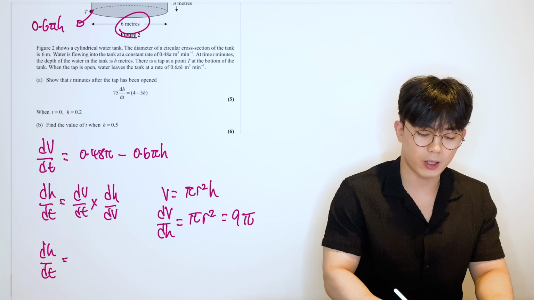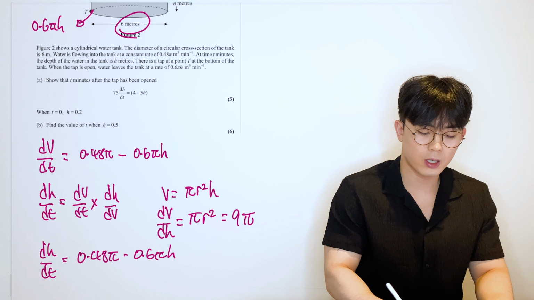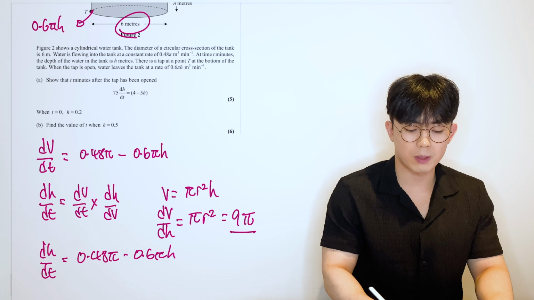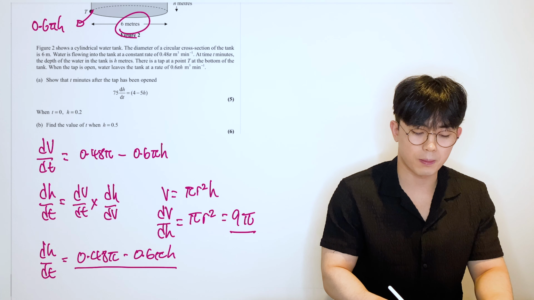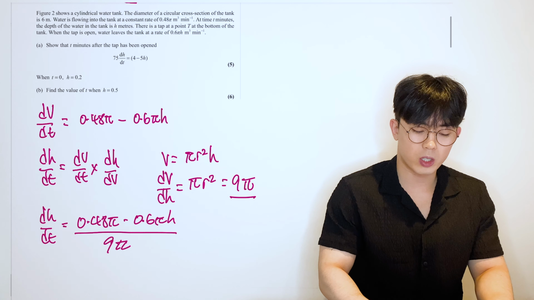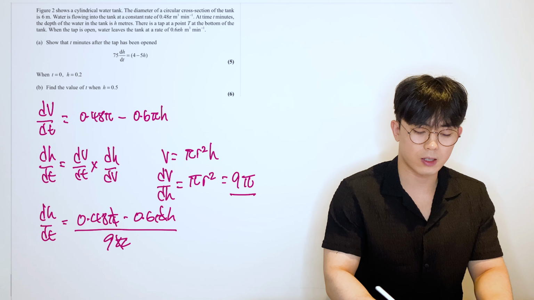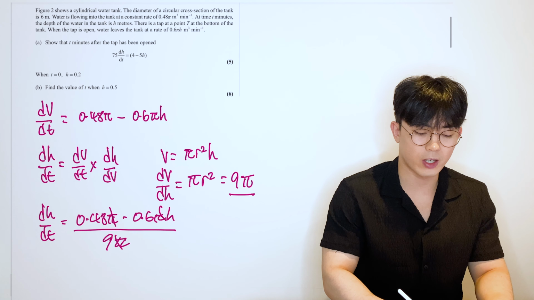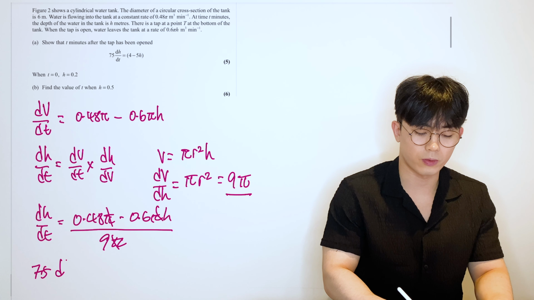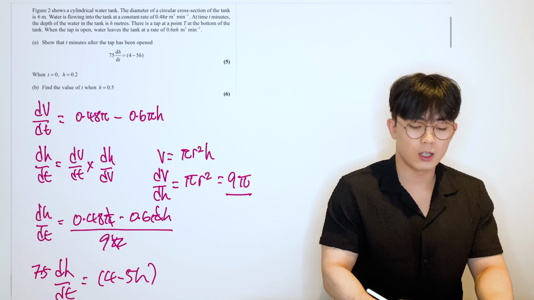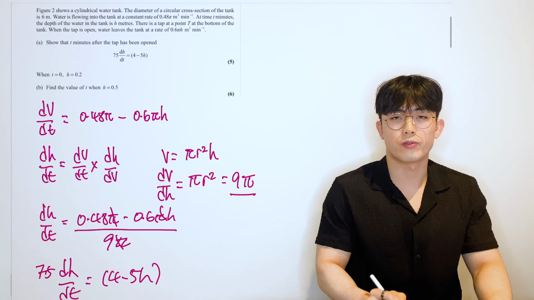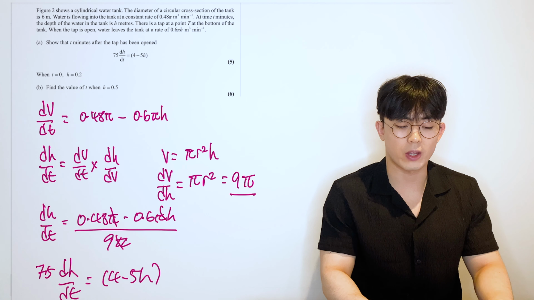Right, that means we can say that dh by dt is equal to dV by dt, which is this term here in the beginning, 0.48 pi minus 0.6 pi h. We found dV by dh, so to find dh by dV, we just flip it, i.e. just divide by 9 pi, which means we'll cancel out, and if you rearrange, you'll be left with what they want you to find. So that's how we form a differential equation from a model, from information that they're giving us.